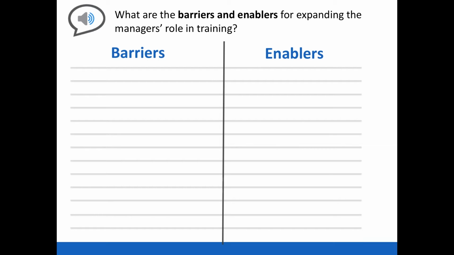At this stage, we did an interactive exercise around barriers and enablers for expanding managers' roles in training. The barrier that I think most people put up was training, as well as skills and knowledge. Some of the enablers were that it can improve people's performance by having better skills and knowledge, and being better able to help their team function as well.